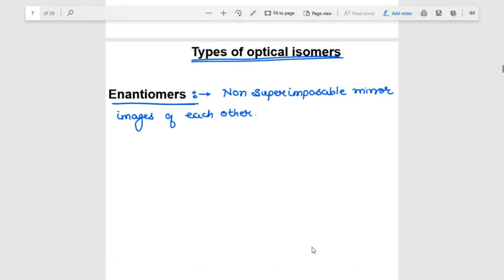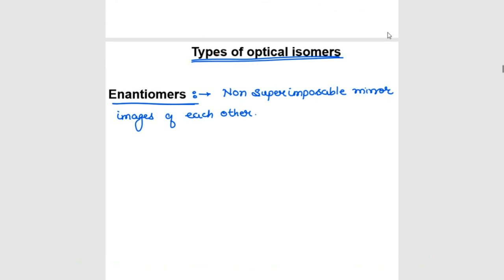Enantiomers are non-superimposable mirror images of each other. Okay, so they will always exist in a pair.